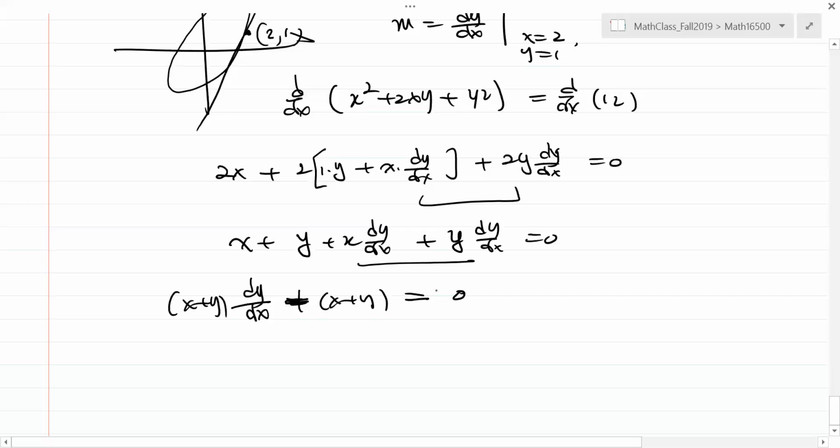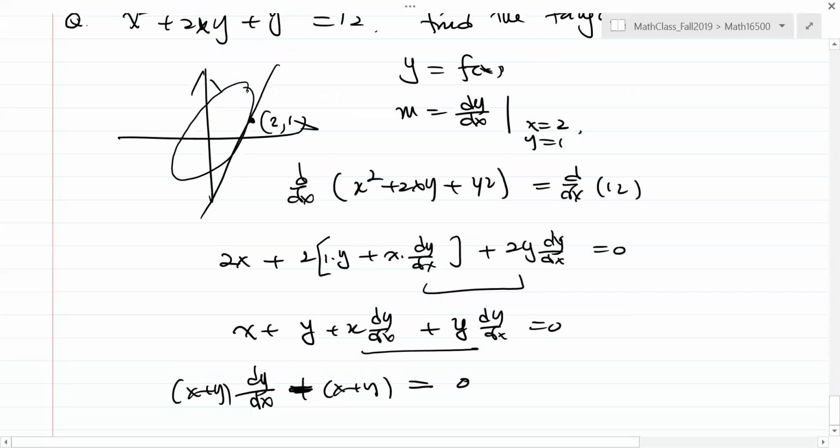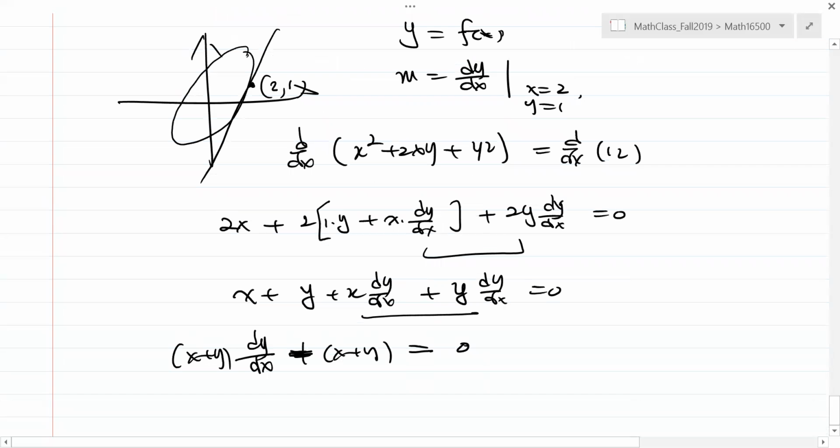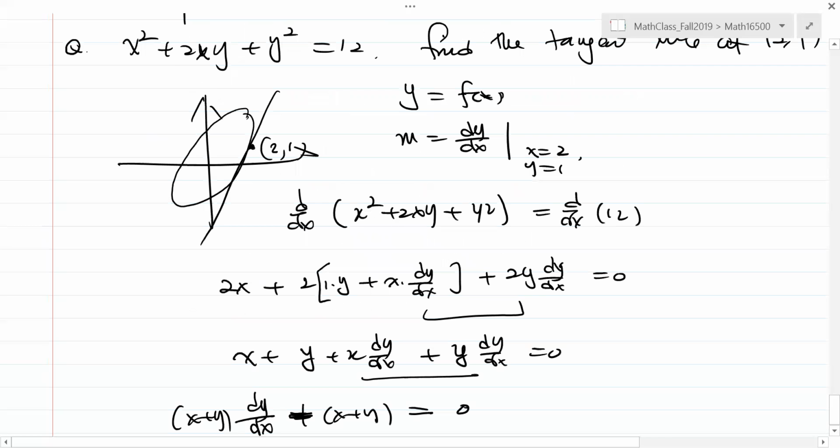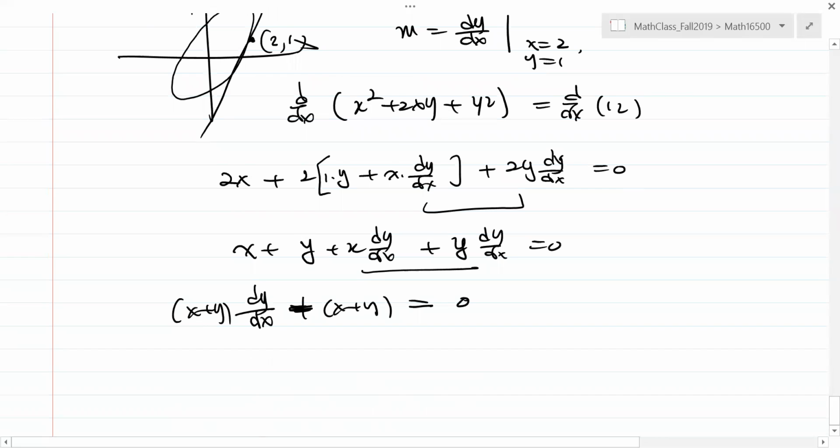Oh, I see. My graph maybe is wrong. Okay, it's okay. Nothing to do with the graph. We're just trying to find out. I think I'm missing a number at the very beginning of the equation. So the graph is not necessarily an ellipse.